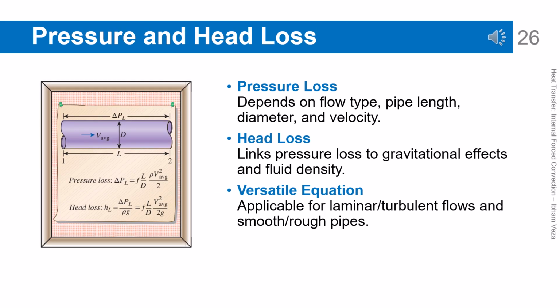Pressure and head loss. The pressure loss in a pipe depends on the pipe length, diameter, flow velocity, and flow regime. This loss is often expressed as head loss to simplify energy interpretation. The general relation can be written as delta P equals F times L over D times rho times V average squared divided by 2. The friction factor F includes the effects of roughness and flow regime. This concept is very important in pumping system design.